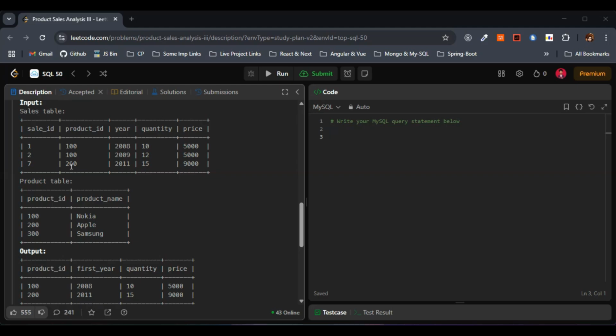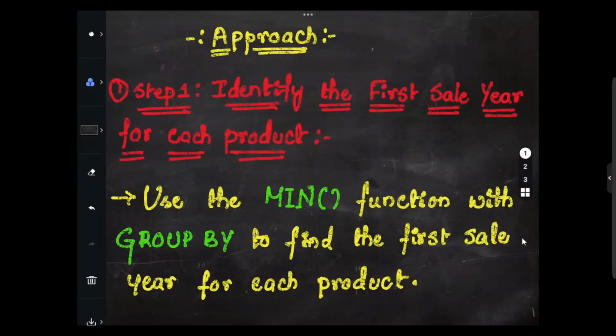First, what we will do, we will discuss the approach. Again I'm telling, we will discuss the approach and then we will write the query, right? So let's discuss the approach step by step. First step here, we have to identify the first sale year for each product, right? We should consider only the first sale year. We will not be going with the second year sale or the next third year sale. So we should consider only the first sale year for each product, right?